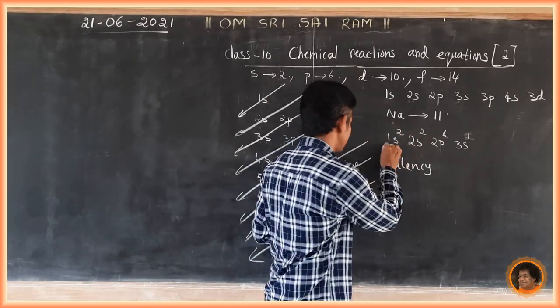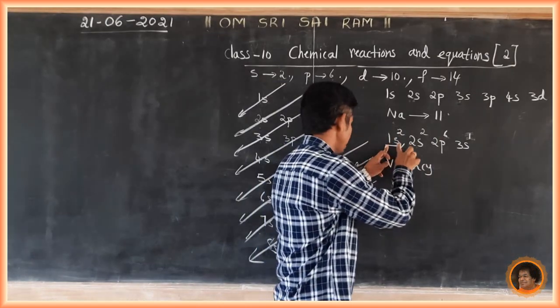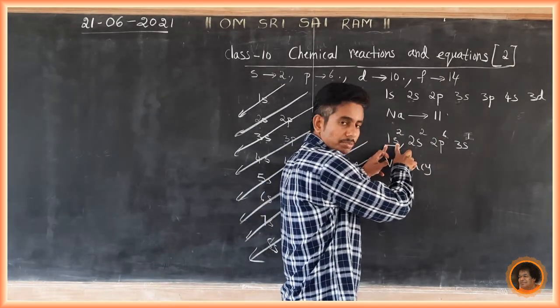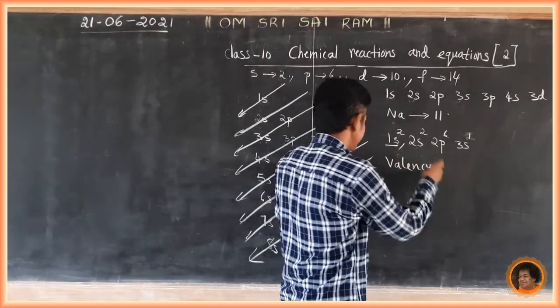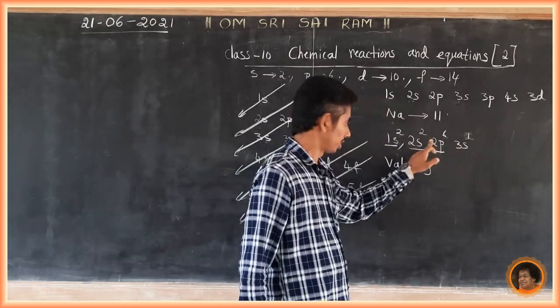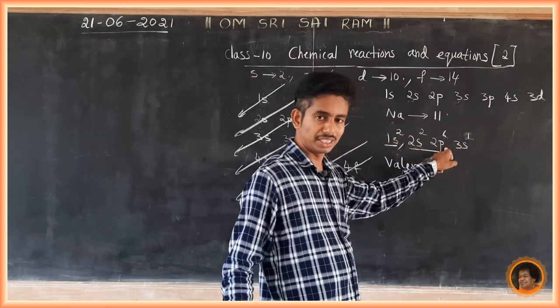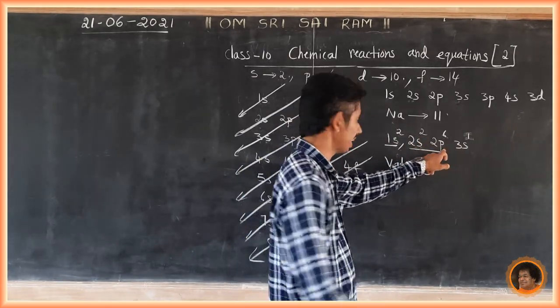Sodium. This is the first shell. Why is it the first shell? Because it has the first and only subshell, only one subshell. So, 1s is the first shell. Why is this the second shell? Because 2 is the second shell, and the second shell contains two subshells, that is S and P. So, 2s and 2p. This is the second shell.